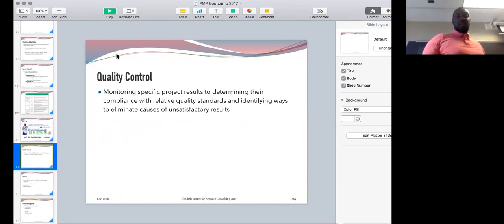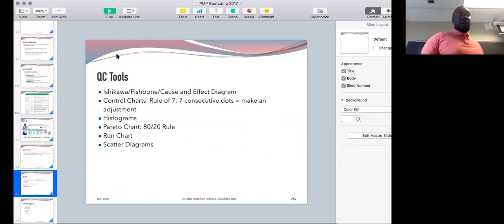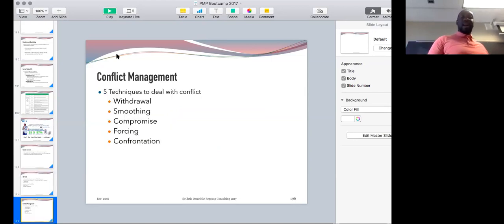Last thing I want to tell you, the quality tools. The quality tools, PMBOK page 239. So we got Ishikawa, fishbone, or cause and effect diagram. They're all the same thing. Know what a control chart is. Know histograms, Pareto chart, 80-20 rule comes from Pareto. Know what a run chart is and a scatter diagram. Know what they look like.